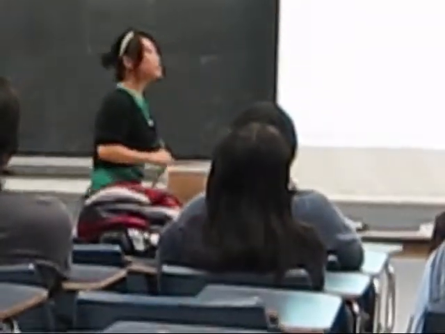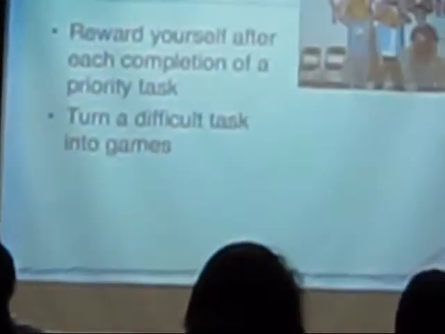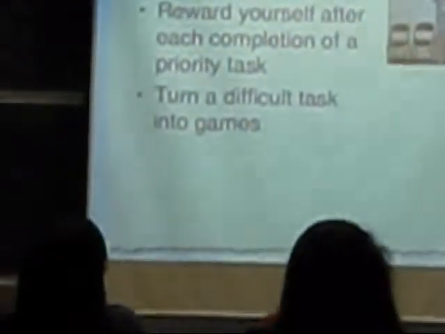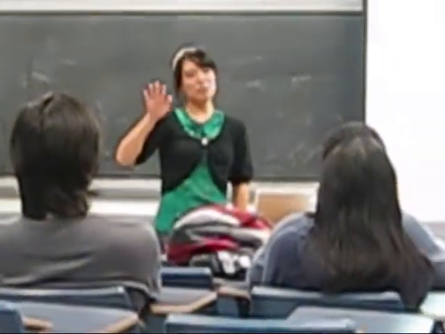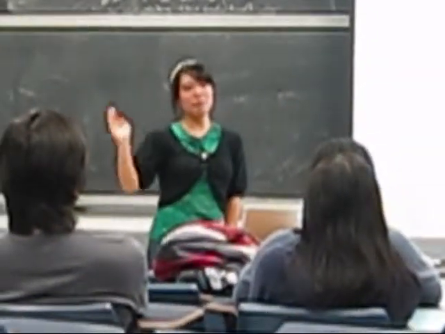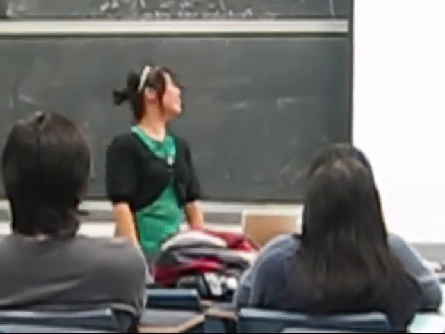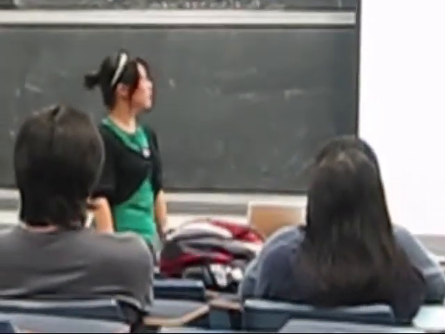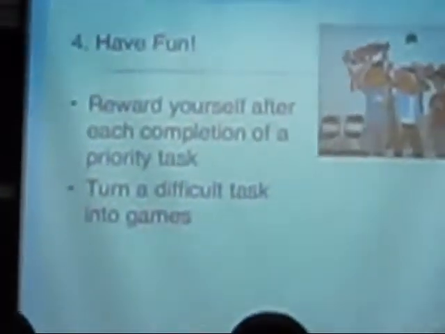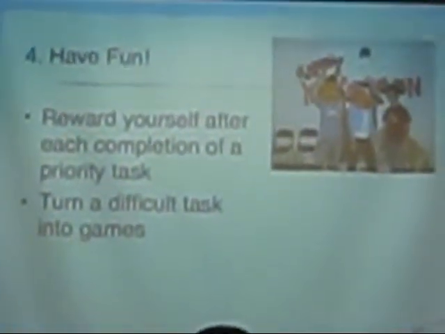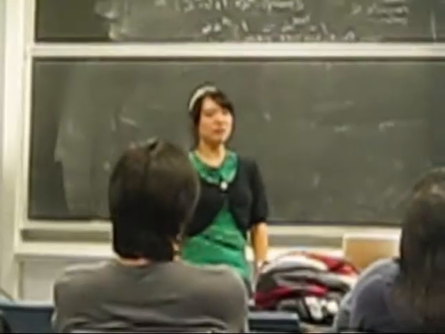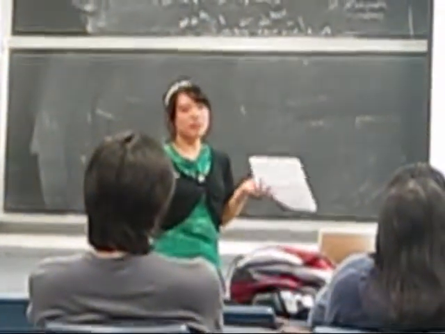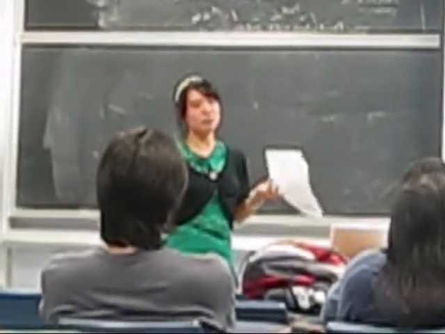Next is to have fun. So I think this is the most exciting part for me, is to reward yourself after each completion of the priority task. So, based on what you like, you can take a nap if you can get up again, and you can watch a TV show for an hour or take a walk, anything that you like to reward yourself. And also, you can turn a difficult task into games. Like, you can challenge yourself how many things I can do in 1 hour, and that always can turn work to a fun game.